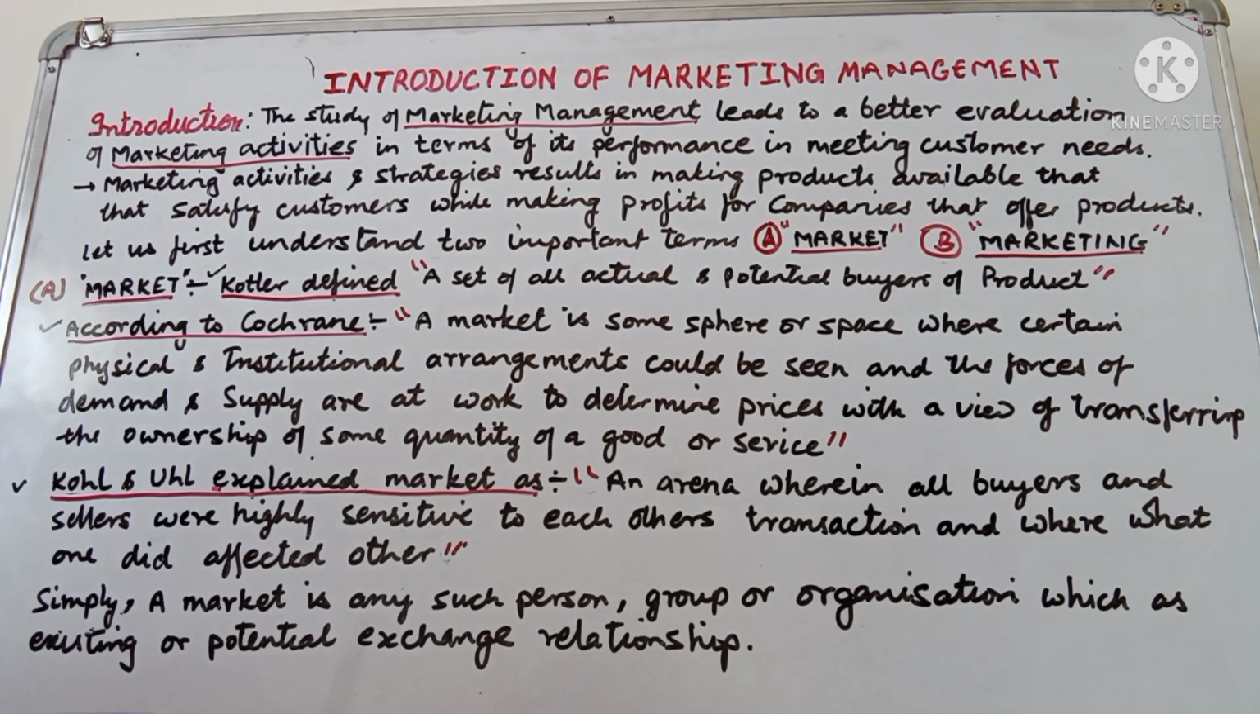So marketing activities and strategies result in making products available, which results in the satisfaction of customers while making profits for the companies that offer those products. What we are saying is that organizations or companies manufacture products, put them on sale, and with the certain profits they earn, they try to satisfy the customers by providing them with the products.